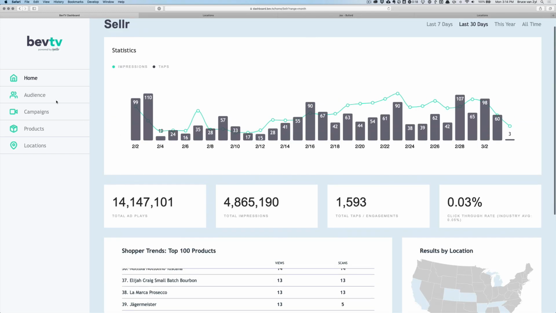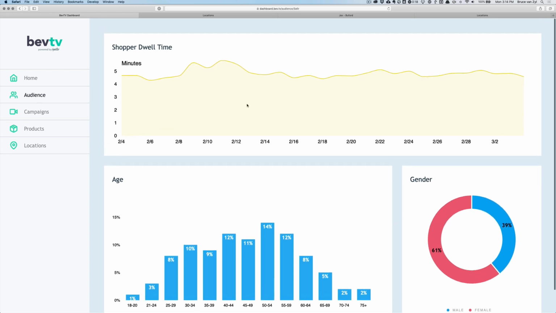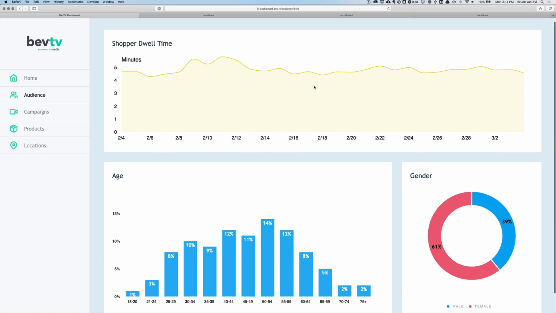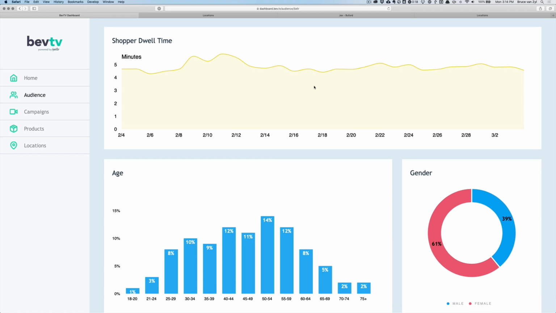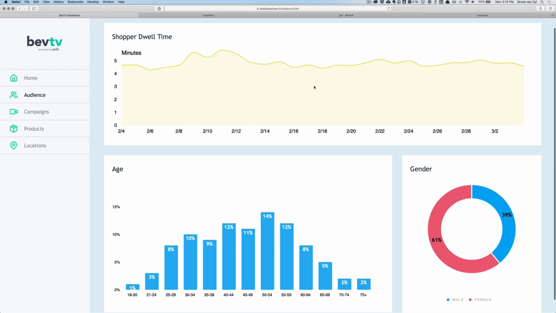Back on the campaigns here, you can go to the Audience tab, and you'll see a little bit of information about who your ads are being shown to. This top chart shows the dwell time in minutes, so you can see average dwell time across the last 30 days. And we can even see a demographic of what kind of age groups we're seeing in the stores that you're advertising, and even the gender male-female split.